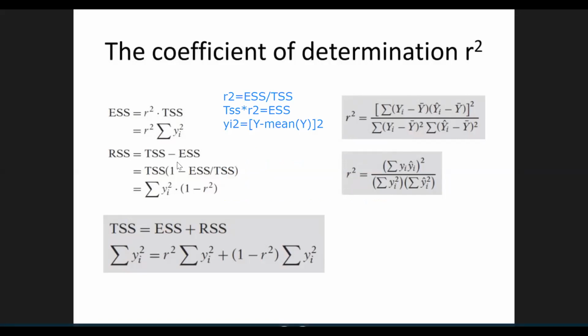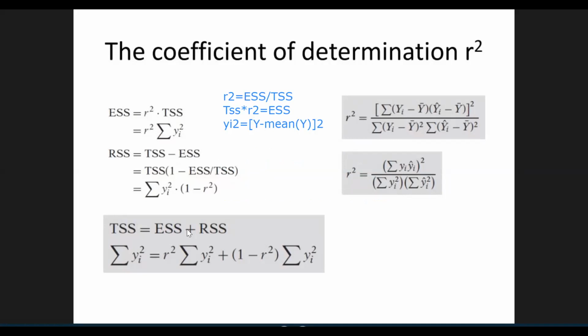RSS equals TSS minus ESS. Now taking TSS common, you will get 1 minus ESS divided by TSS. What is TSS? Total sum of squares, this is summation yi square. 1 minus what? ESS divided by TSS, this is actually R square written over here.